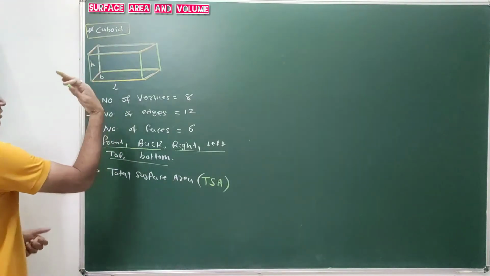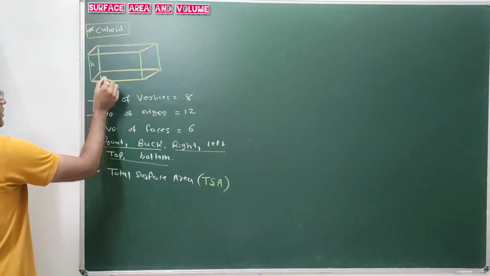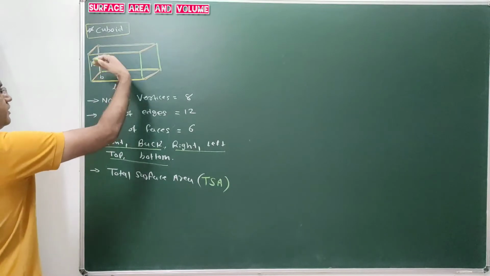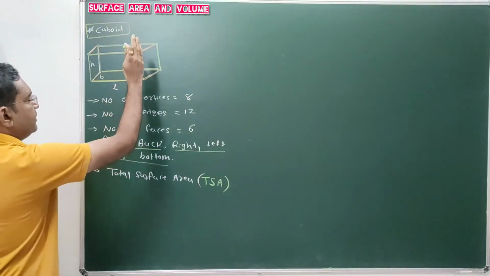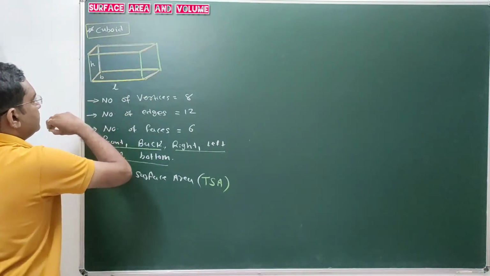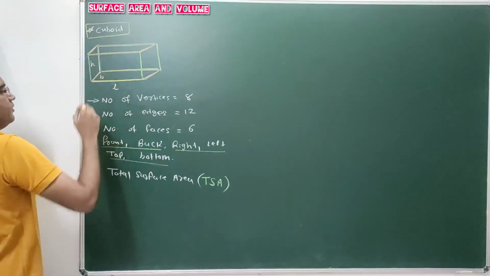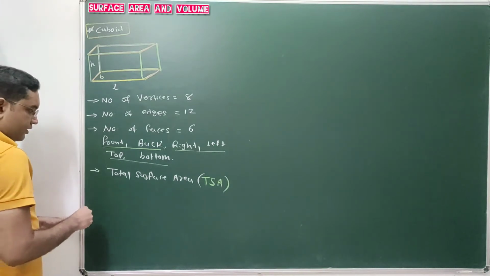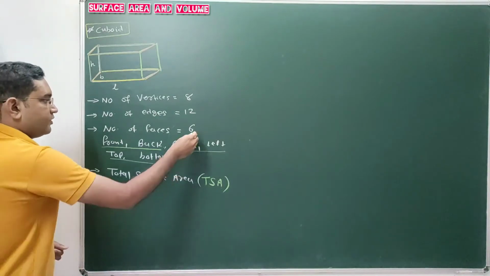So the front face is one rectangle whose length is L and height is H, so the front face has area LH. Similarly the back face is there, so the total area is twice HL. Similarly right and left faces have area BH, and top and bottom faces have area BL and BL. So the total surface area of the cuboid is nothing but the sum of the areas of all 6 faces.